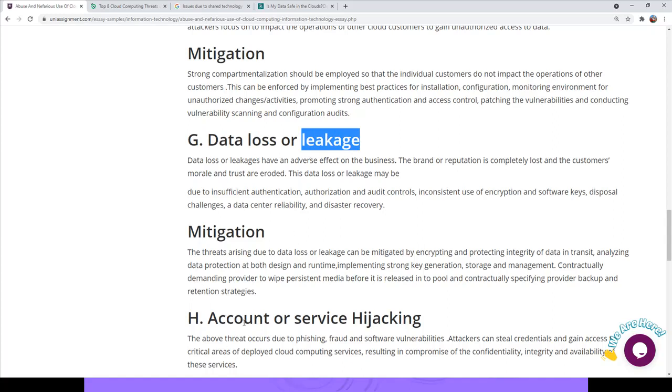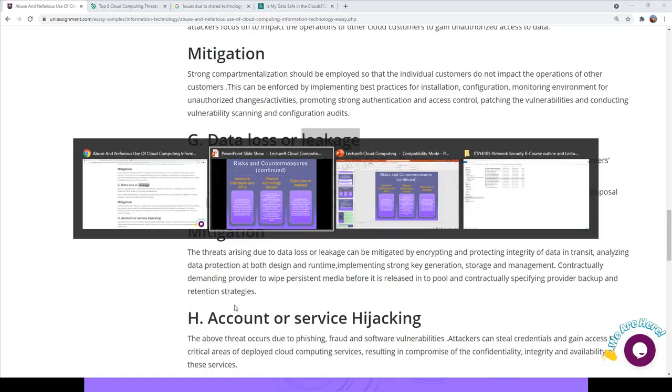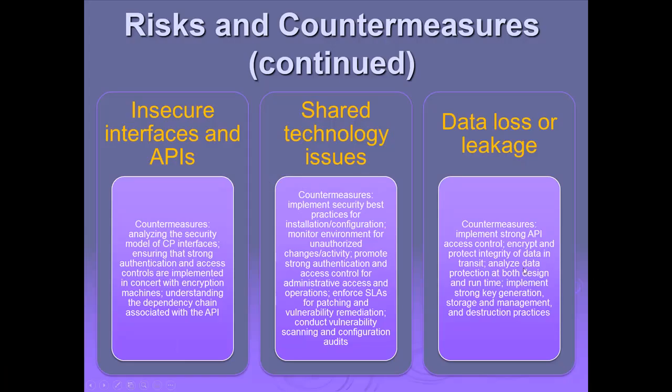So how to mitigate these issues? Students, even though there is no description for data loss or leakage for all the risk factors, I'm explaining it and giving you additional information for you to understand. No need to memorize that, but just try to understand what data loss or leakage is. For this one, you have to know the different countermeasures.